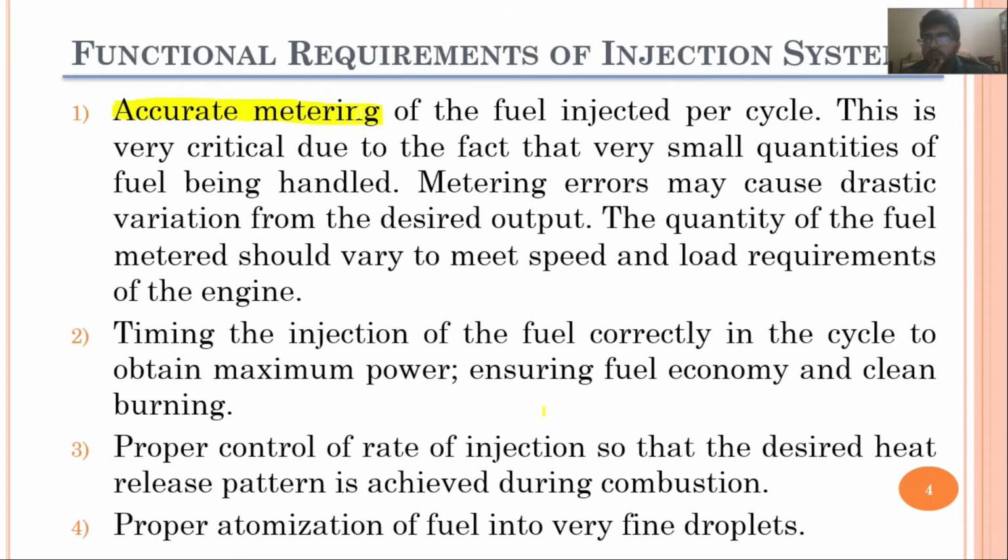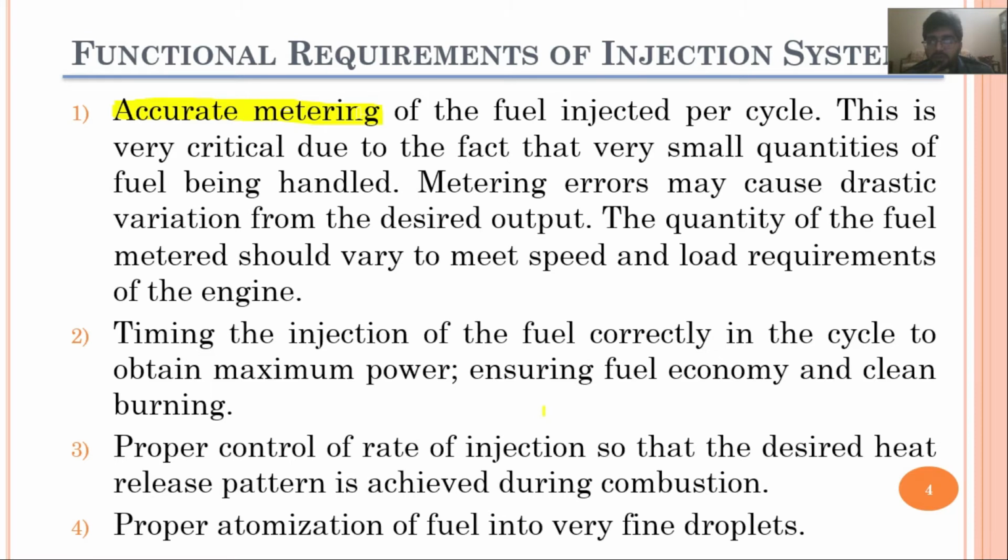So fuel metering is controlled by the injection system, that is, how much fuel should be injected per cycle. And this is very critical, due to the fact that we are entering only a very small amount of fuel in the combustion chamber for combustion. Since very small amounts of fuel are being controlled, metering is very important, and it should be quite accurate as well. This is a very important phenomenon.